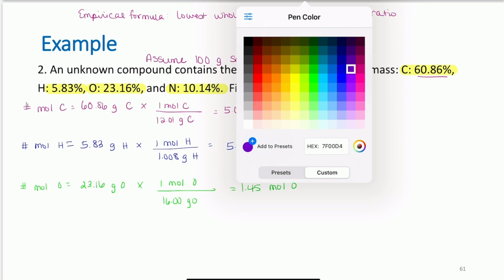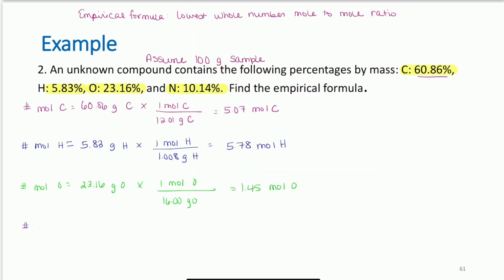And last but not least, nitrogen. Number of moles of nitrogen. I'm given 10.14 grams of nitrogen. 1 mole of nitrogen is 14.01 grams. And this gives me 0.724. I'm going to divide all of the numbers by the smallest number. So I'm going to divide this by 0.724. So again, because we want a whole number ratio.